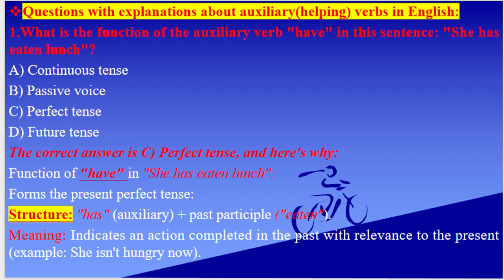Function of have: she has eaten lunch forms the present perfect tense. Structure: has, the auxiliary, plus the past participle eaten. It indicates an action completed in the past with relevance to the present. Example: she isn't hungry now. Why the other options are incorrect.